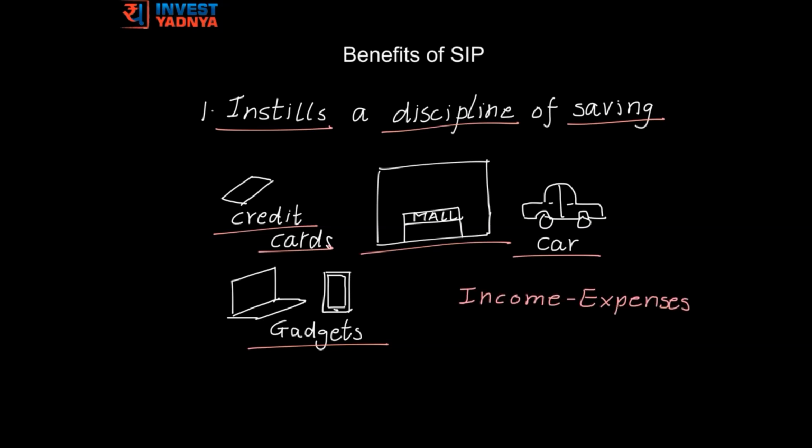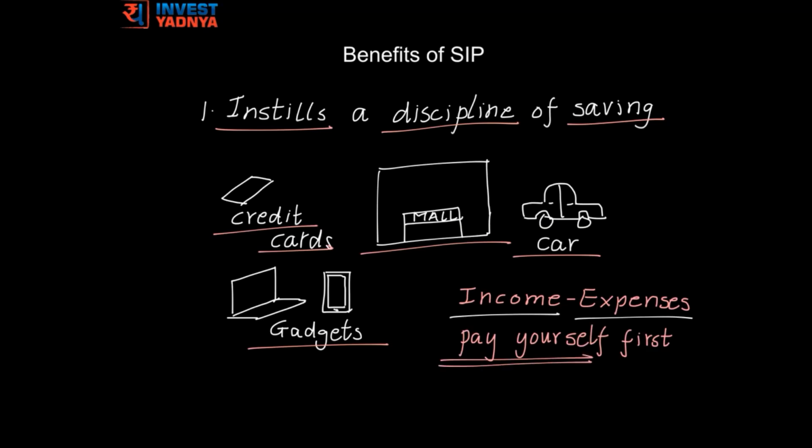So when you actually want to start an SIP, you have to see what is your income, what are your actual expenses, and how much you can invest. So after starting your SIP now, you pay yourself first and then you manage your expenses from what is left over. And this is how you start saving.